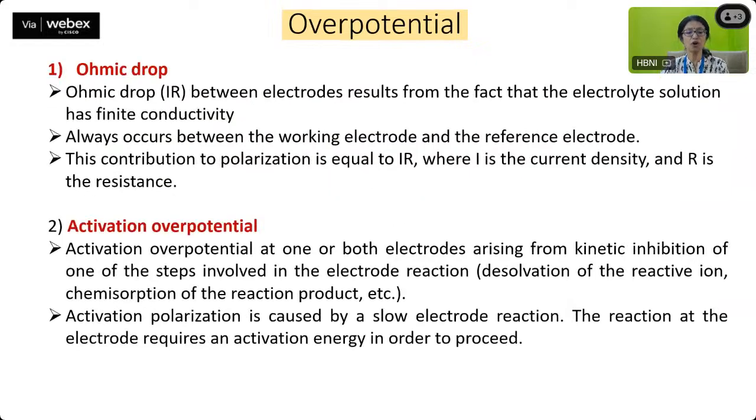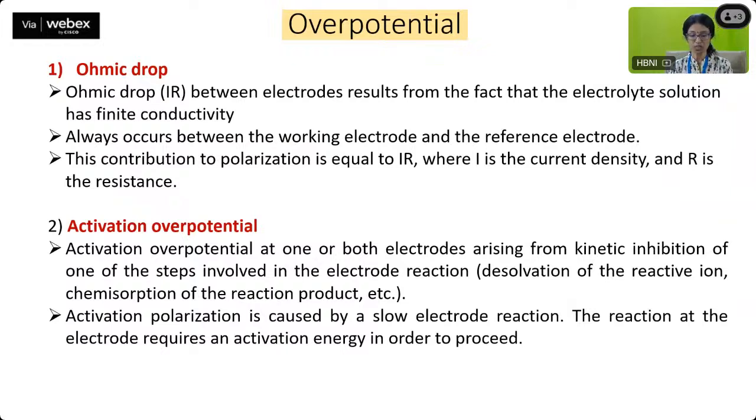So let's see what is ohmic drop. You have to understand that the electrolyte solution, whatever is there in the cell, always has a finite conductivity. So it always occurs between the working electrode and the reference electrode. This contribution to polarization is equal to IR, where I is the current density and R is the resistance. So this is the ohmic drop, and to overcome this, you need to apply a little more potential than what is actually needed.